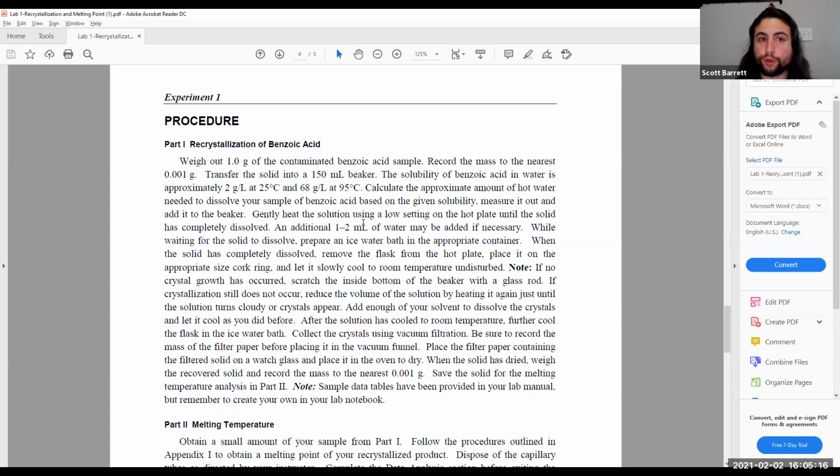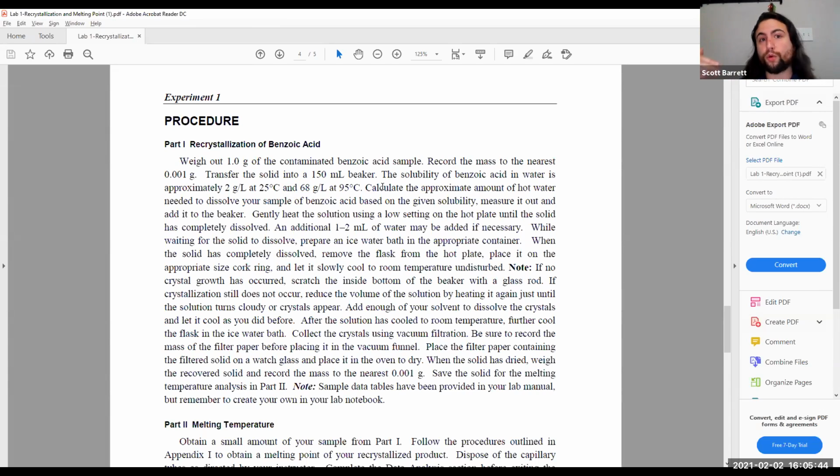So only 2 grams per liter at 25 degrees Celsius is the amount that would be dissolved of our benzoic acid. However, when we heat it up and we start stirring, it goes all the way up to 68 grams. And it might be an abstract idea to you, what is 2 grams versus 68 grams. So if we think about it in terms of pounds, 2 pounds versus 68 pounds, that is a very large difference.